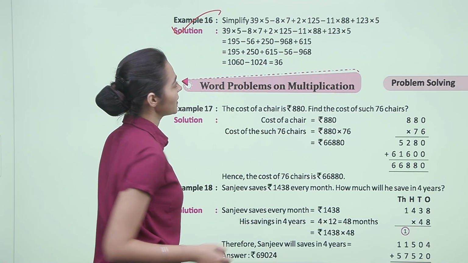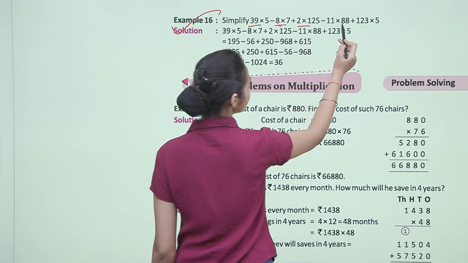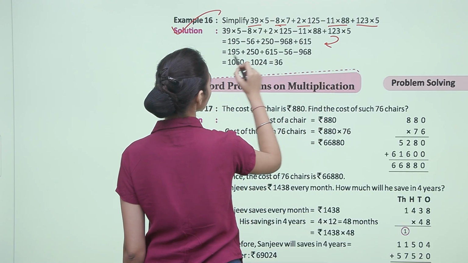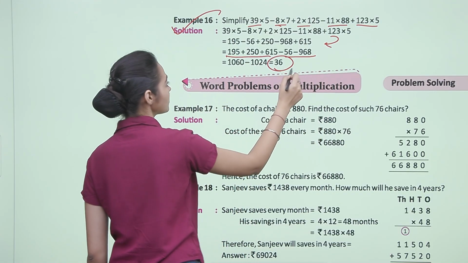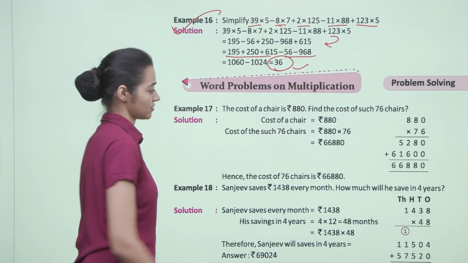Now again we have to simplify. Firstly, we will find the product of these numbers. After finding the product, we will add and subtract all the terms, and after solving, 36 is our final answer.